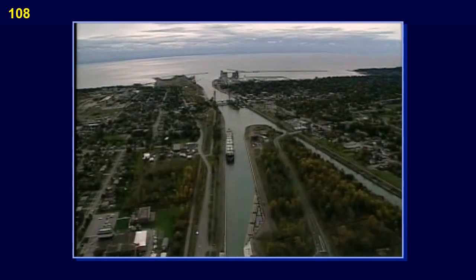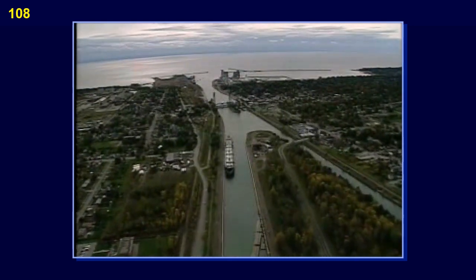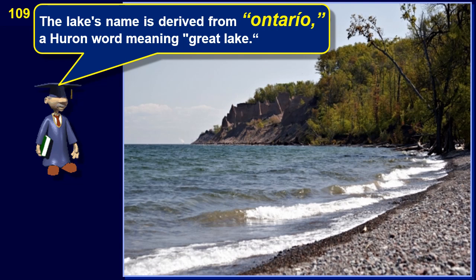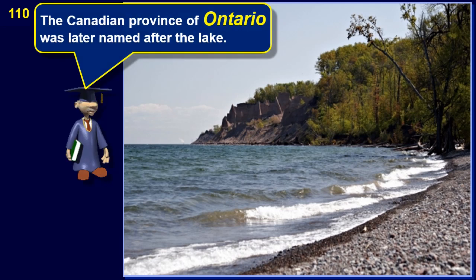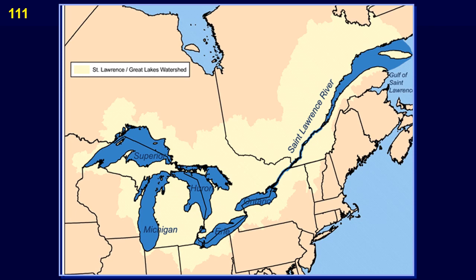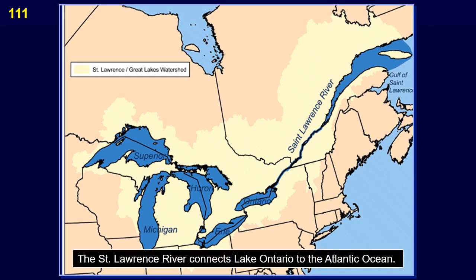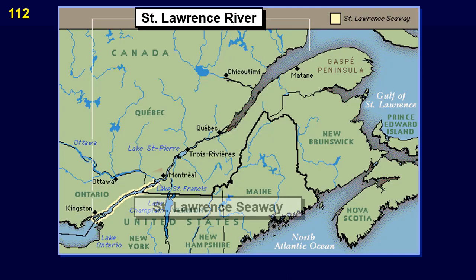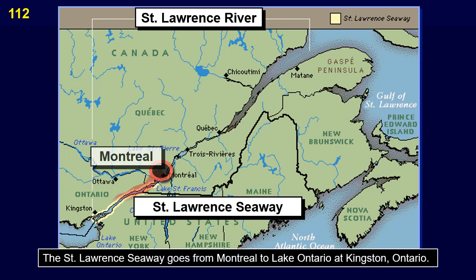Beyond Welland lies Lake Erie and the rest of the Great Lakes system. Lake Ontario's name is derived from Ontario, a Huron word meaning Great Lake. The Canadian province of Ontario was later named after the lake. The St. Lawrence River connects Lake Ontario to the Atlantic Ocean. The St. Lawrence Seaway goes from Montreal to Lake Ontario at Kingston, Ontario.